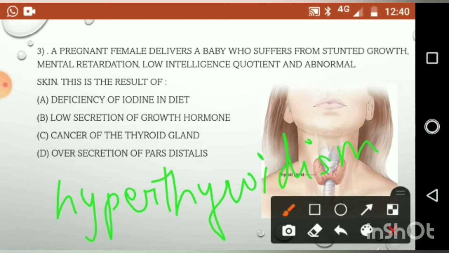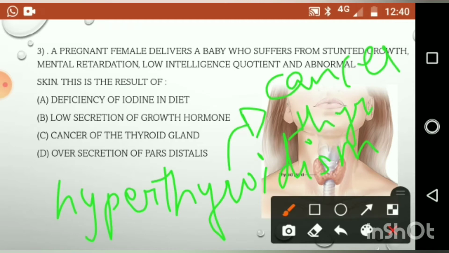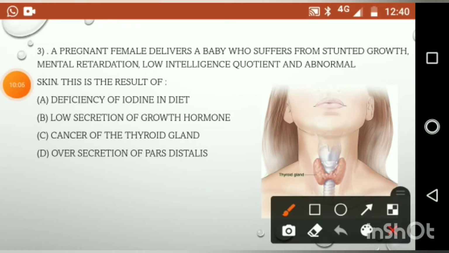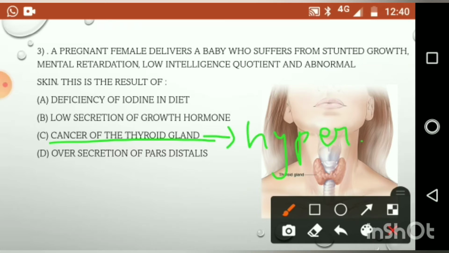Now hyperthyroidism mostly occurs if you have cancer of the thyroid gland. If you have a cancer of the thyroid gland, then you get hyperthyroidism, meaning there is excess secretion of thyroxine, which is the thyroid hormone. This will cause hyperthyroidism, that is excess of thyroxine hormone.